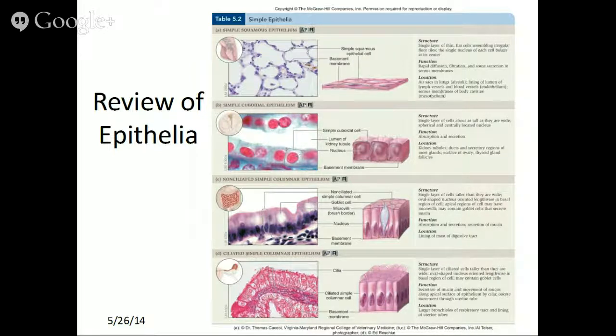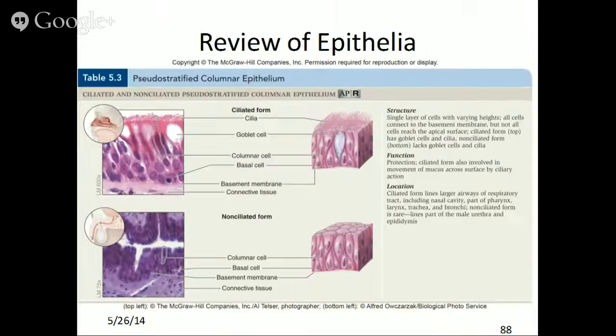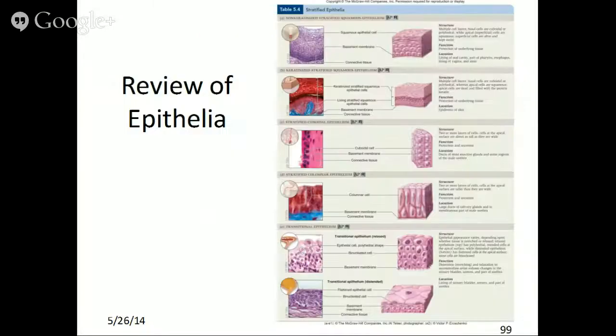Simple meaning one layer, squamous meaning flat. And as you continue to go through this list, you'll notice that each one of these is very specified in their shape and how many layers there actually are. And it dictates their function and their location, which is very important.